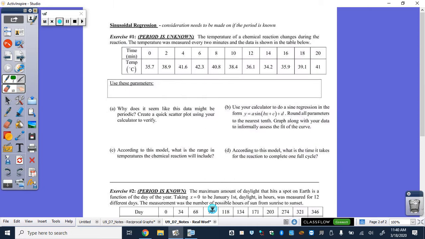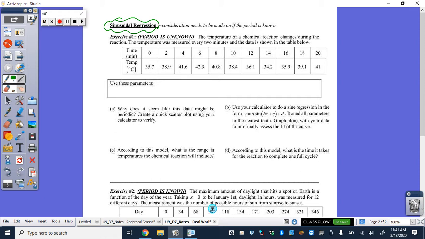Regressions. We can do regressions also with our sine cosine curves. It's a sinusoidal regression. So we're going to be always using the sine regression that is in our calculators. So there's 2 things that's going to happen. Sometimes your period is unknown. And that's like our first example here. We have the temperature of a chemical reaction changes during the reaction. The temperature was measured every 2 minutes, and the data is shown in the table below. We don't know how long this reaction is going on for. There is no end point. We don't know when it starts repeating the pattern. We don't know really much of anything yet with it.